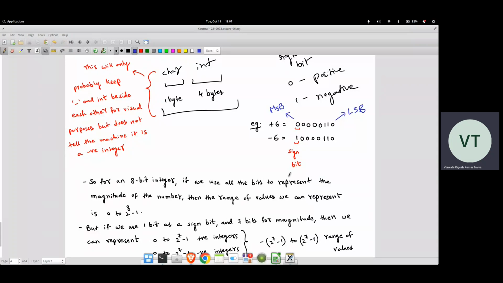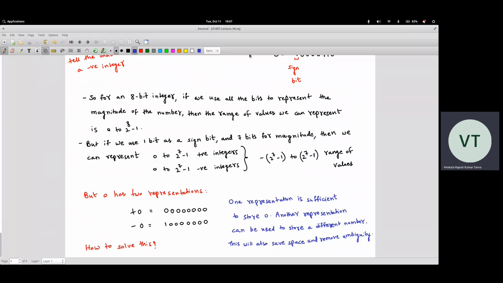Okay? Fine. Now, at the end, I left you with a question. What about 0? We looked at positive numbers, negative numbers, but what about 0? 0 will also have two representations, plus 0 and minus 0. Technically both are the same, there is no difference. So why waste space, one for plus 0 and another for minus 0?